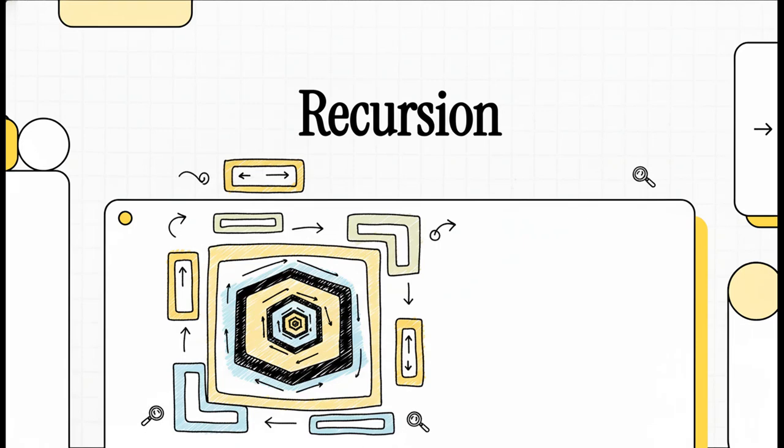So what if I told you there's a type of problem that actually contains its own solution? It sounds a little bit like a brain teaser, right? But it's actually one of the most elegant and sometimes mind-bending ideas in all of computer science. It's called recursion. It's a fundamental concept, and by the time we're done here, you're going to see exactly how it all clicks into place.